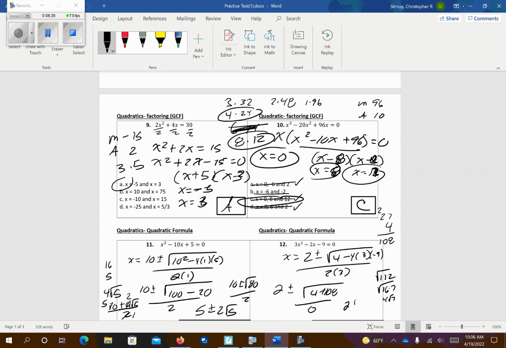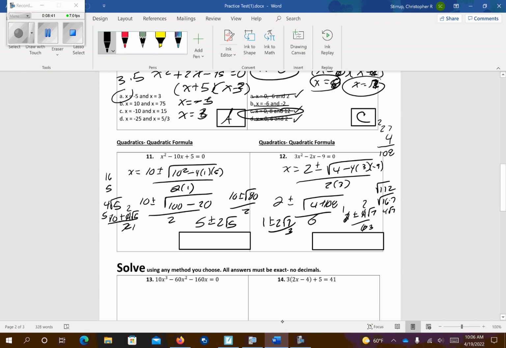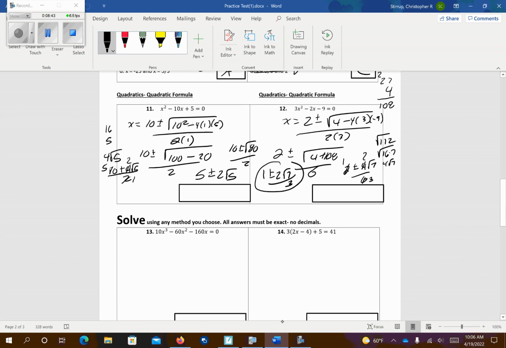So I get 2 plus or minus 4 root 7 over 6. Reduce that, that's 1, that's 2, that's 3. So my answer is 1 plus or minus 2 root 7 all over 3. And that's my answer. There's that answer.